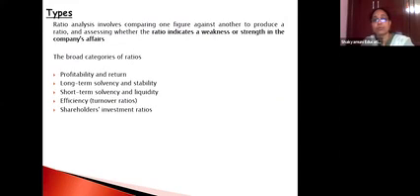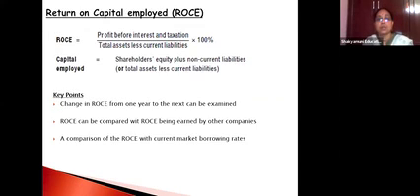So first let us look at profitability and return ratios. The first ratio is return on capital employed, ROCE for short. So what is this ratio? Capital employed: what does capital employed mean? What are the sources of finance? How is the business being funded? The business will be funded either in the form of capital or in the form of borrowings, right? So capital employed is nothing but shareholders' equity plus non-current liabilities. Non-current liabilities means long-term borrowings, right? So these are the capital employed.